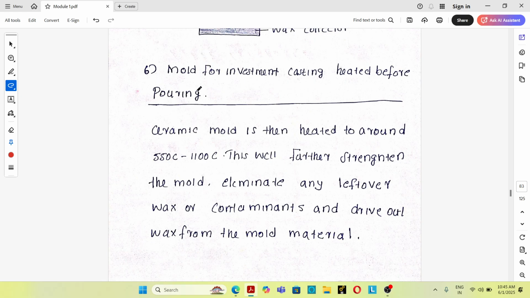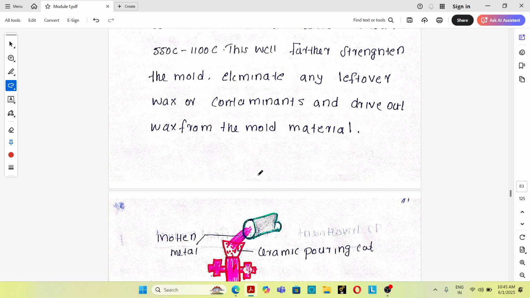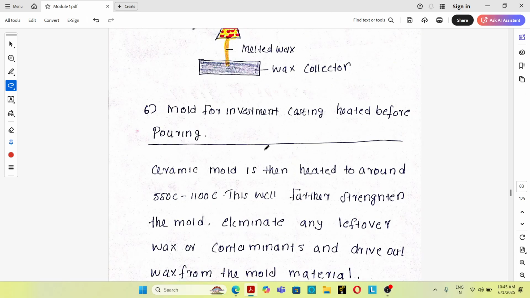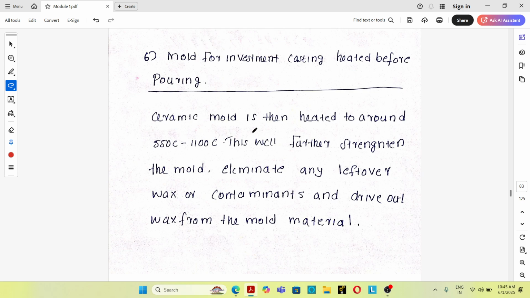Then the sixth step is mold for investment casting heated before pouring. The ceramic mold is heated to a temperature of around 550 to 1100 degrees Celsius. This will further strengthen the mold, eliminate any leftover wax or contaminants, and drive out wax from the mold material. Before the molten material is poured, the ceramic mold is heated to eliminate any leftover wax or contaminants inside the ceramic mold.